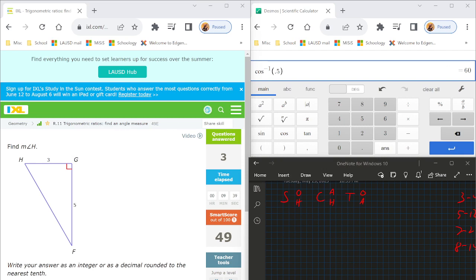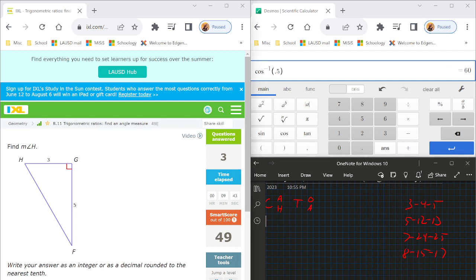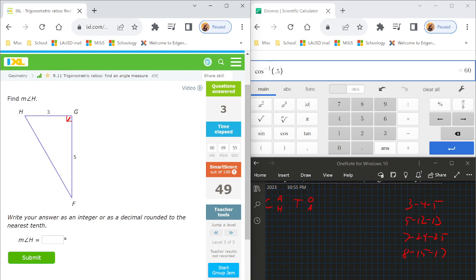So first off, be careful. This isn't our 3, 4, 5 triple. Because you got the 3 and the 5, you put a 4 there. Why doesn't that make sense? That's the hypotenuse. That needs to be the longest side. 4 is clearly not the longest side. So that can't work there.